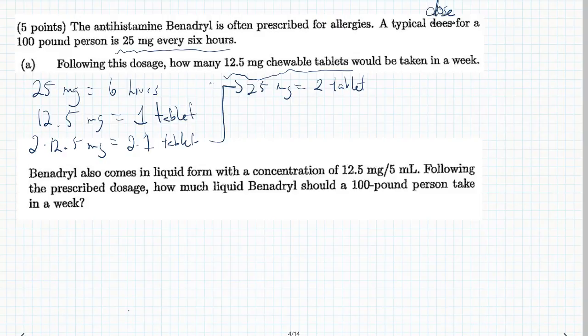So notice we actually have a new relationship. That means if 25 milligrams equals 2 tablets and 25 milligrams equals 6 hours, we have 2 tablets is the same thing as 6 hours. Now we want to figure out tablets in a week. So here's how we start. 2 tablets per every 6 hours.